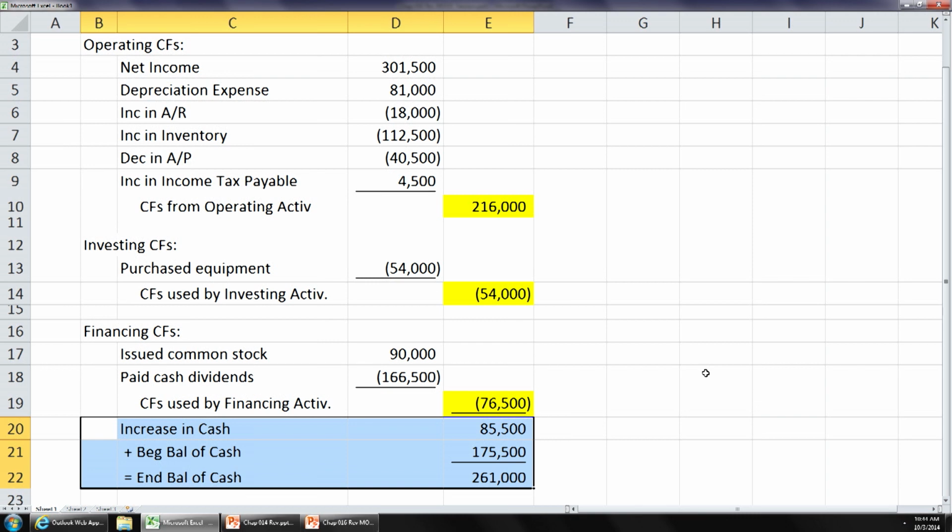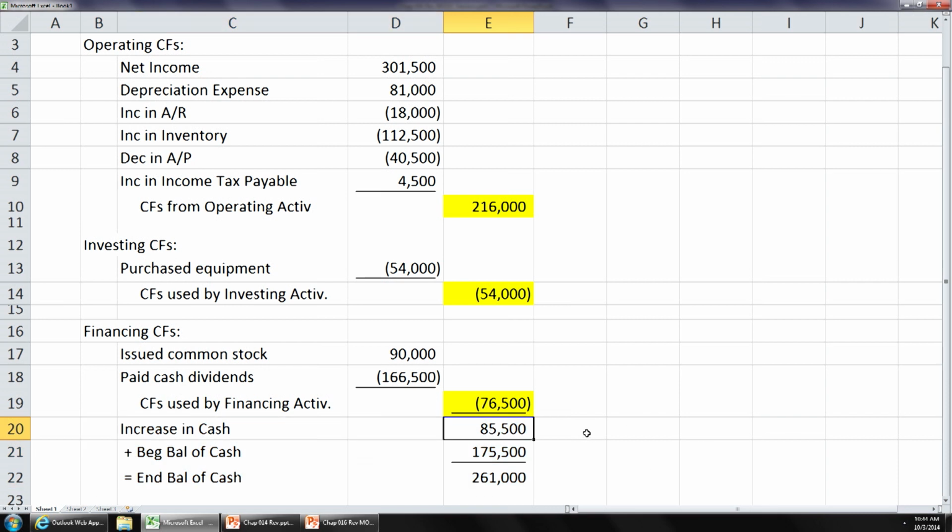Are you with me? So by the way, this section in blue right here, that's not just a self-checking mechanism. That is part of the cash flow statement that needs to be on there, okay? But we know from the very beginning, folks, that this number right here, this 85,500, we know that those three numbers in gold have to add up to 85,500. Are you with me? Think of this as a puzzle. You know the answer to the puzzle. And now you just have to figure it out.